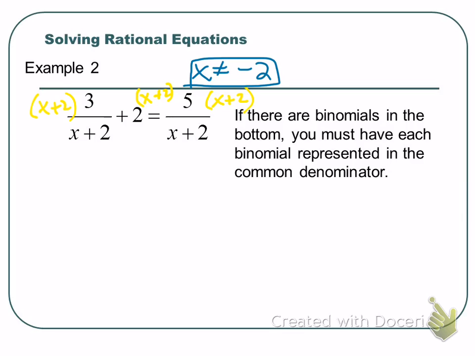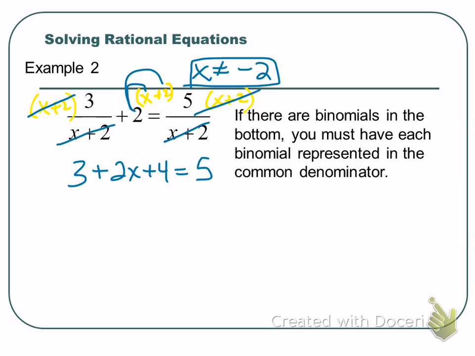Then we'll do what? The x plus 2's cancel here, leaving us with 3. 2 times x plus 2 is 2x plus 4. 5 times x plus 2, the x plus 2's cancel, and we're just left with 5. Right? Combine the 3 and the 4, we get 2x plus 7 equals 5. Subtract 7, we get negative 2. Divide by 2, we get x equals negative 1.